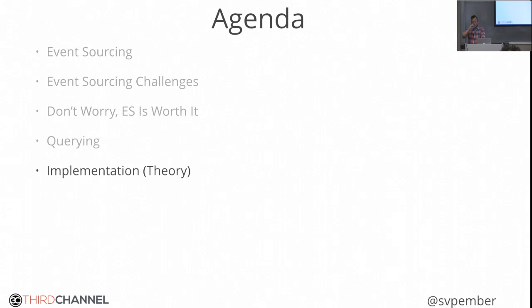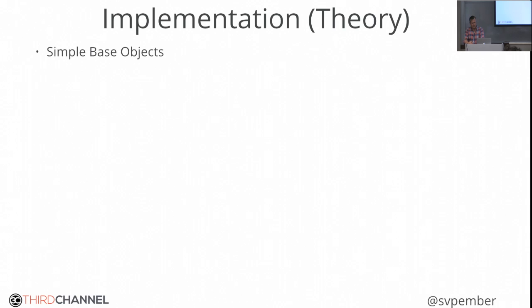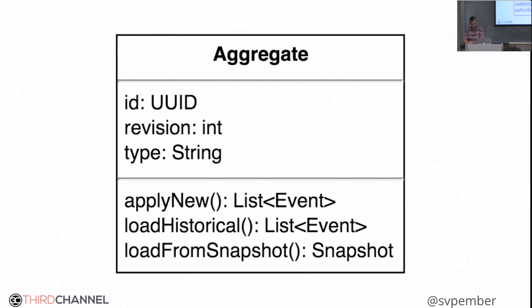So this all sounds great, but what does this look like if I'm trying to implement something like this? Pure event sourcing is fairly simplistic in terms of implementation. There's three base objects that you really have to worry about. We have our aggregate, which just has an ID, which should be a UUID, the current revision number, and the type. So I know when I'm pulling from the database, if I have a model, I can cast it into that.